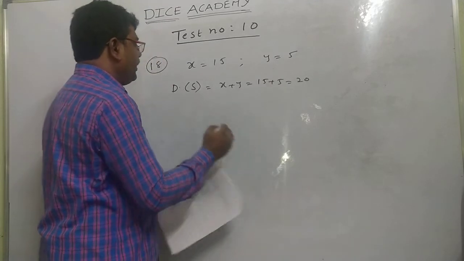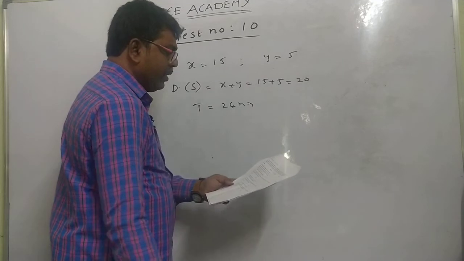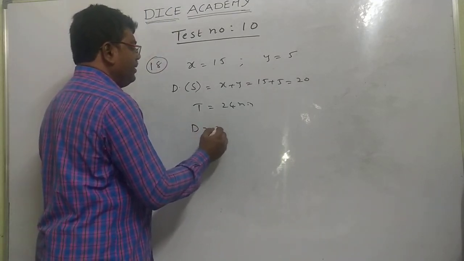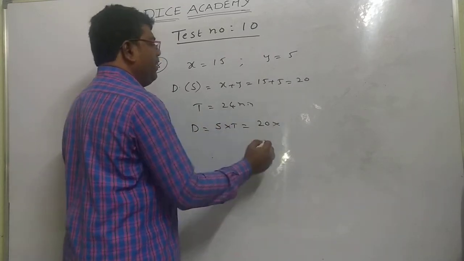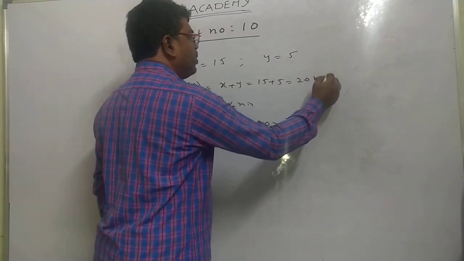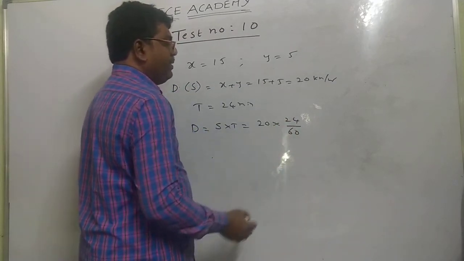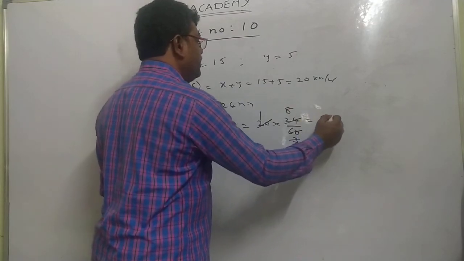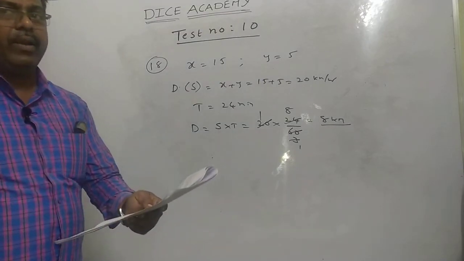He was given the time t is equal to 24 minutes. The question is the distance traveled. Distance d is equal to speed into time. Speed is 20, time is 24 minutes. Convert into hours because the speed is 20 kilometers per hour. So 24 by 60: 2 ones are 2, 2 threes are 6, so the answer is 8 km, the required answer. Distance d is equal to 8 kilometers.